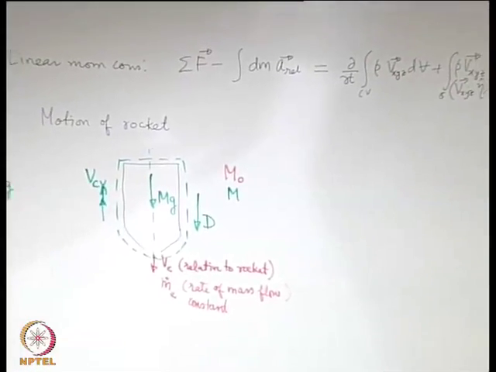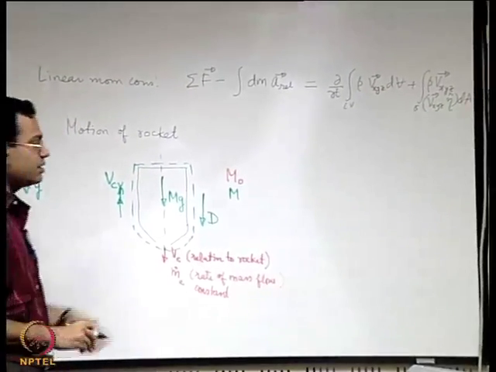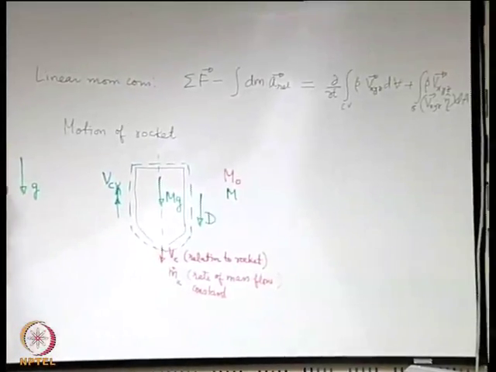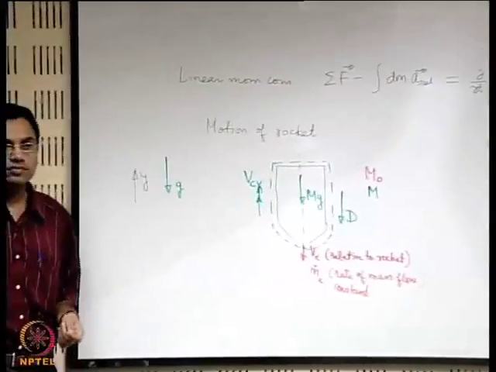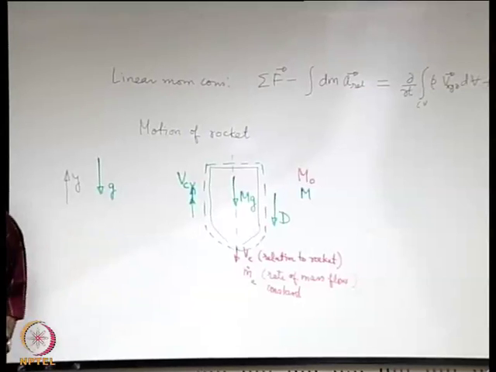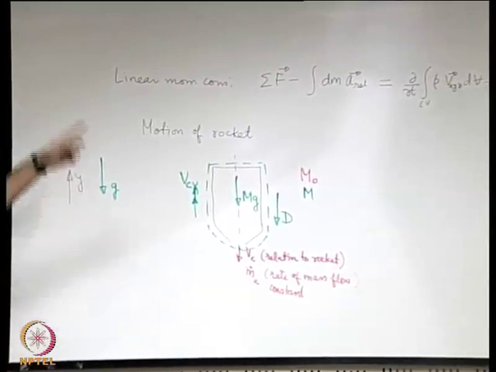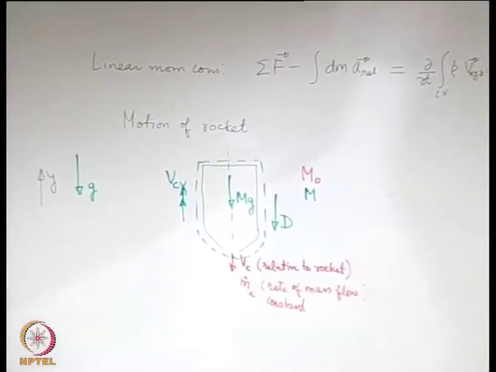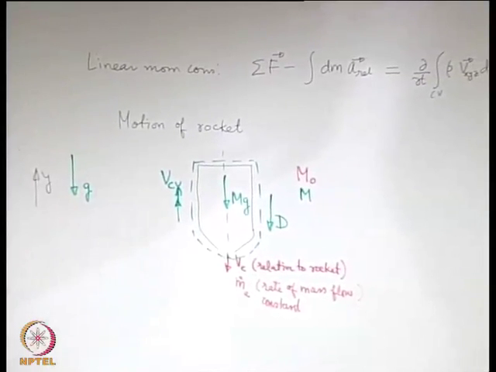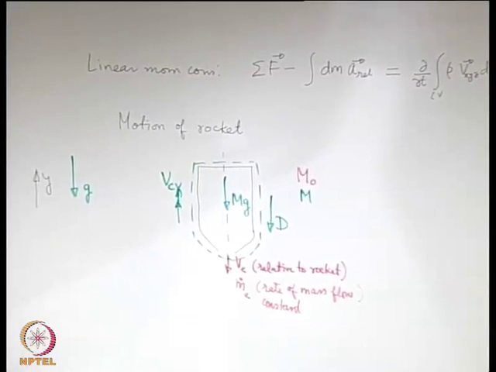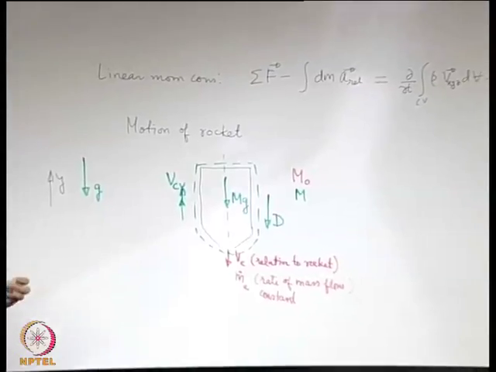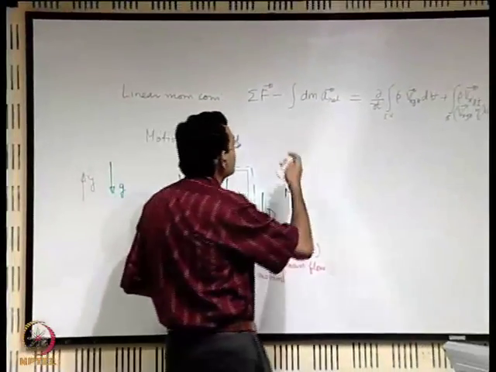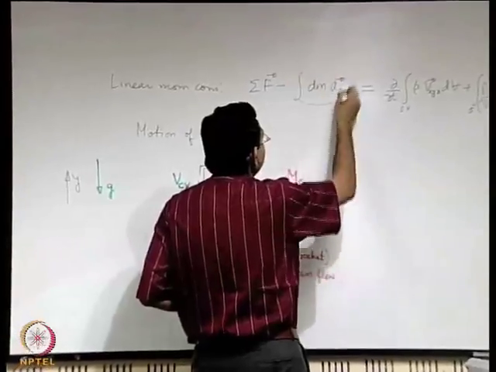So, if we write the scalar form of this, we may write it in a scalar form because here everything is occurring in the y direction. If that is the y direction, say, then we can write the y components to have the corresponding scalar forms. When we do that, let us try to see what are the different contributions of different terms. Forces we have identified, what should be this one?